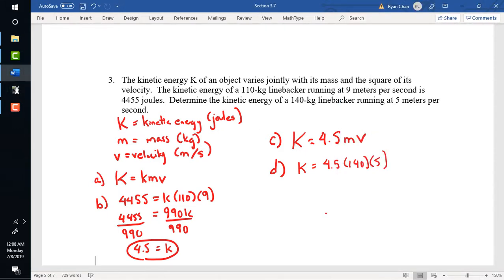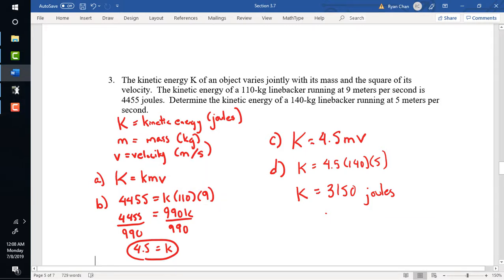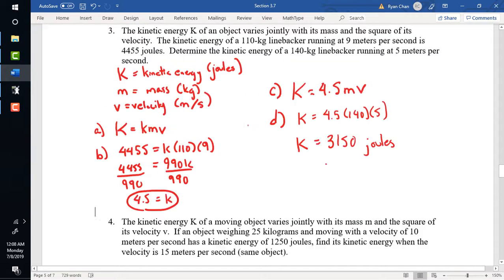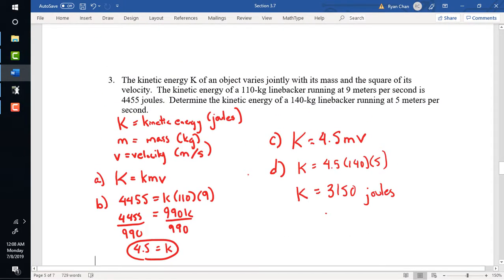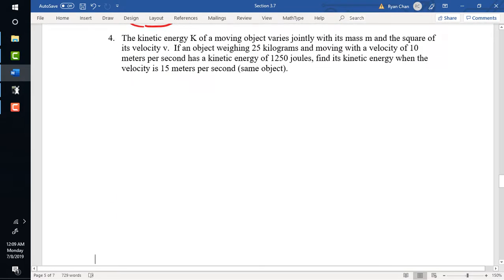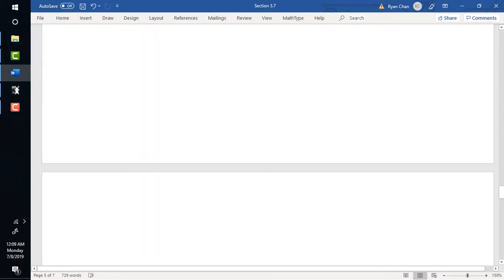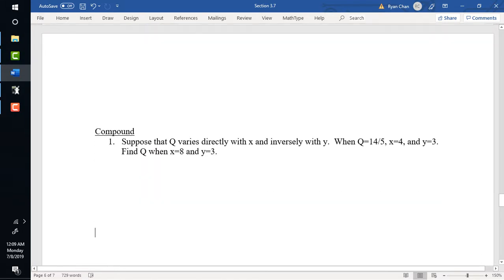That's 3150. So K is equal to 3150 joules. Okay, so let's do one last one. Let's do a compound one. But yeah, so once again, if you notice when we do joint, other than the formula itself, it's just the same four-step procedure repeating over and over again. Just make sure you read carefully, and things should be okay for the following.